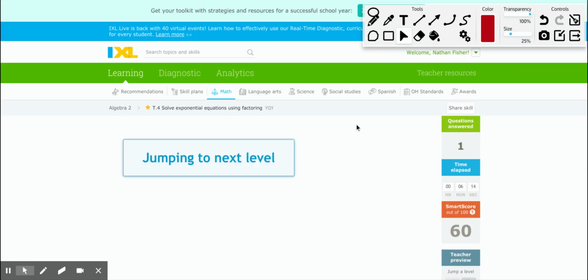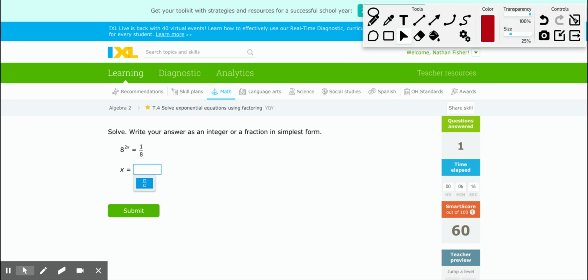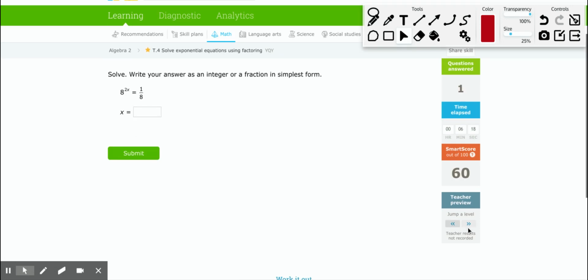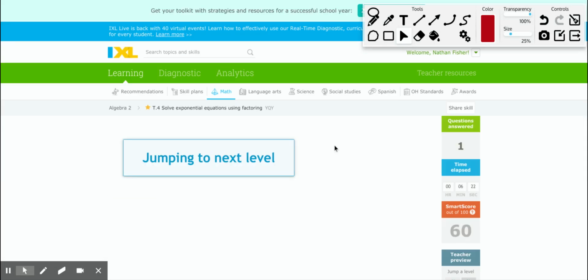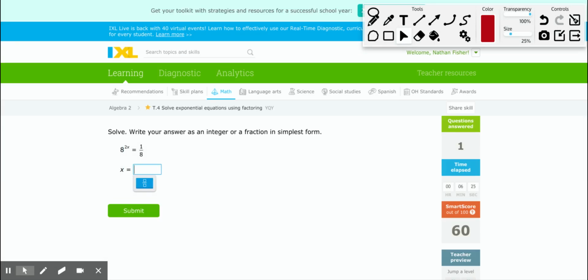Let's look at one that uses a couple different twists. Okay, it wants us to do this one. Let's see what we get. So I need to make the bases match. Right now I have an 8 and a 1/8.